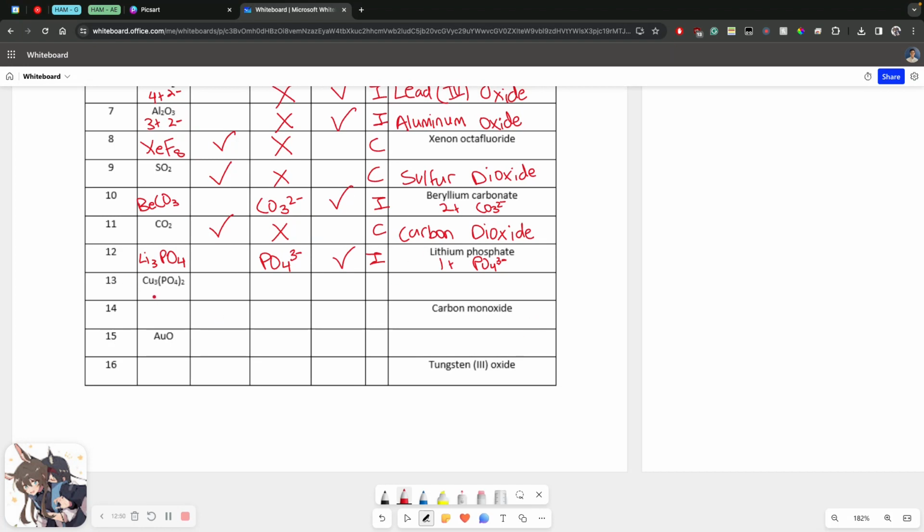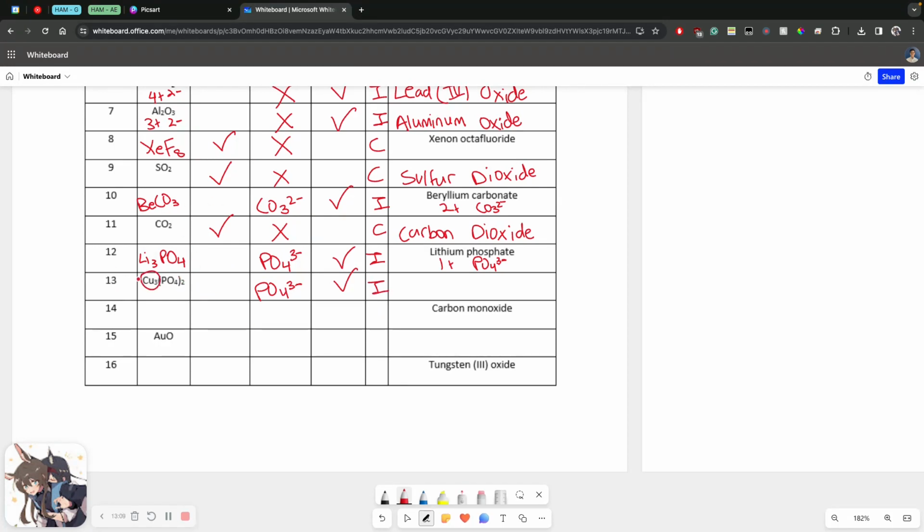Next up, we have Cu3PO4 2. We all know that PO4 now, because of the previous question, is indeed a polyatomic ion. And that means that copper up front is indeed a metal, ionic. And let's write the name for this.